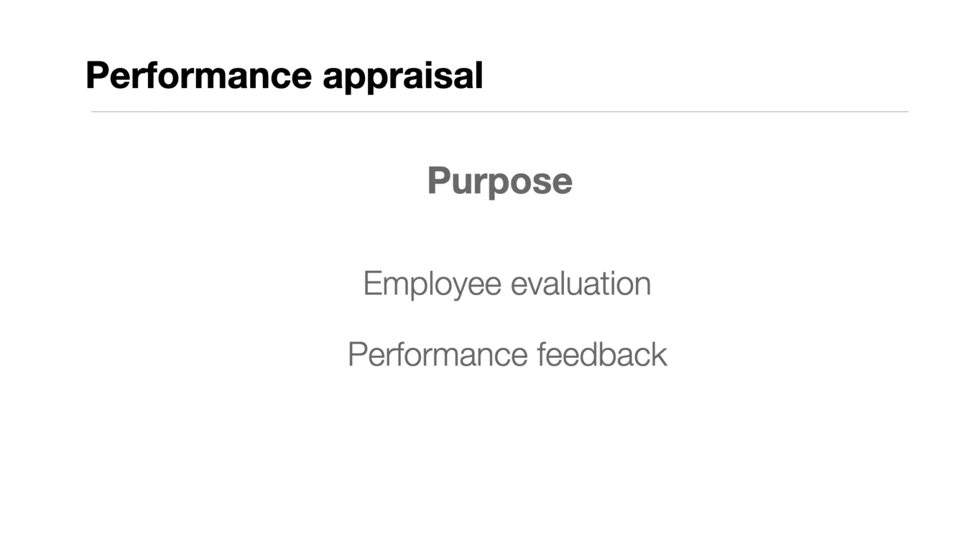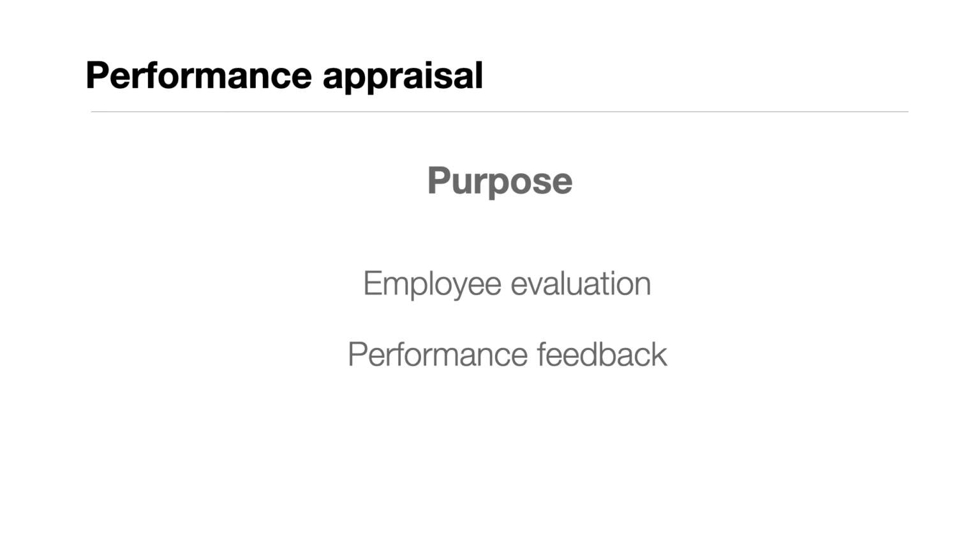Chapter 7 of Battaglio focuses on employee performance appraisal. Performance appraisals serve the purpose of evaluating employees and providing feedback on performance. Employee evaluation has 3 goals. 1, motivating employees to accomplish the organization's mission and critical objectives. 2, tying promotions and pay increases to equitable and transparent standards. And 3, identifying potential leaders for further development.